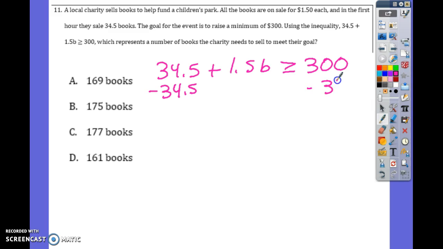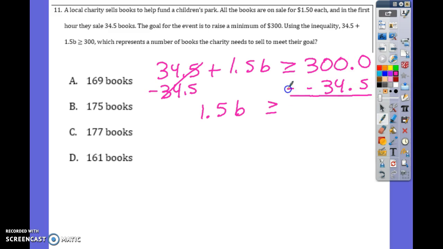Let's be careful over here. We're going to need to make sure that we line up our decimal. Going to need to add my decimal point into 0. 34 and 5/10 minus 34 and 5/10 gives me 0. I'm left with 1 and 5/10 B on the left. My inequality symbol is greater than or equal to, and I'm going to need to subtract.